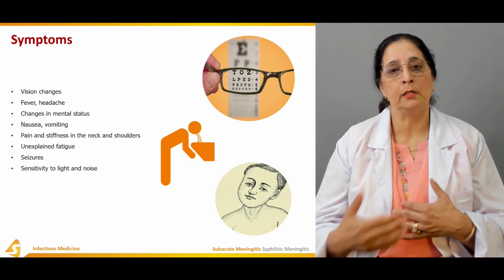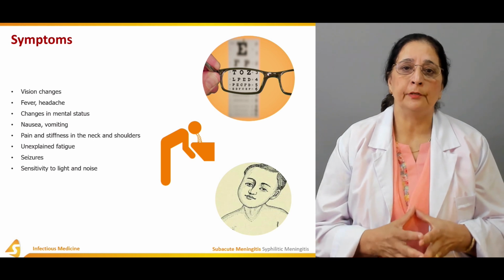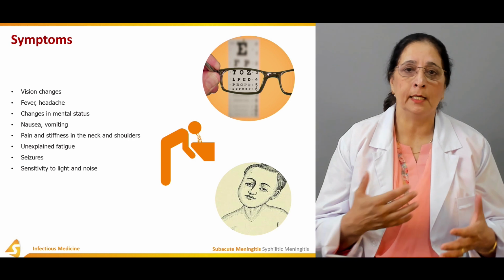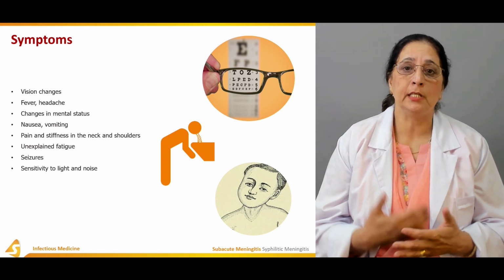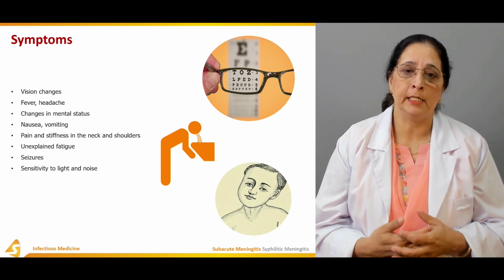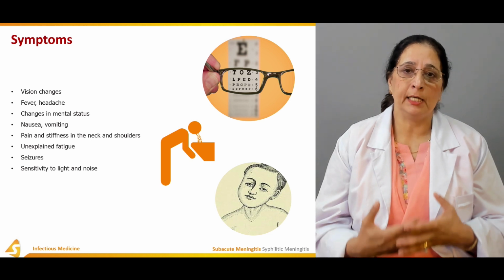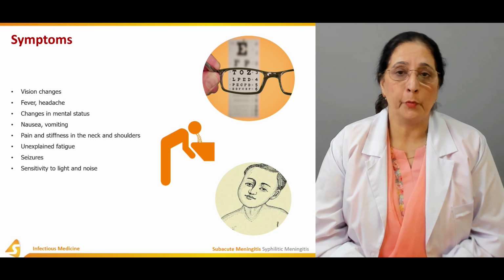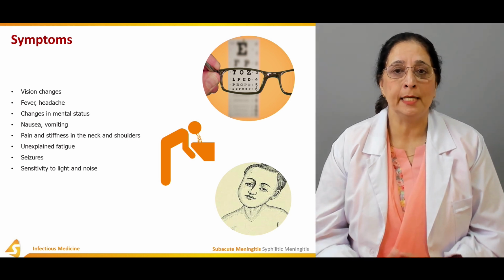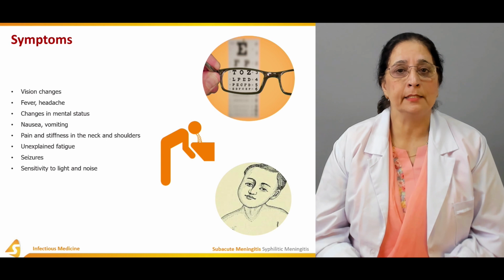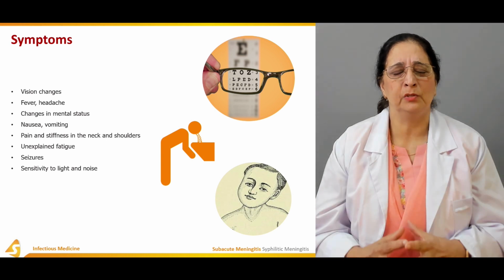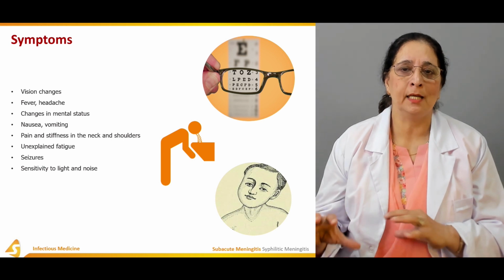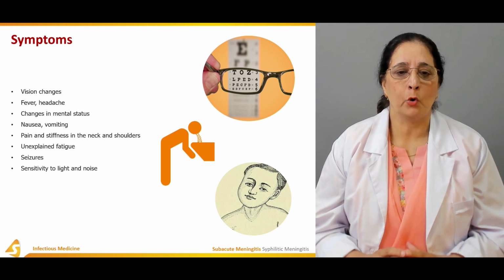A lot of these are also present in other types of meningitis: fever, headache, nausea, vomiting, neck stiffness. Seizures are present in some types of meningitis. Vision change is present here, and then there is photophobia, sensitivity to light, and sensitivity to noise. Patients usually don't like the light and the noise. They want to stay in the dark and in a quiet area.